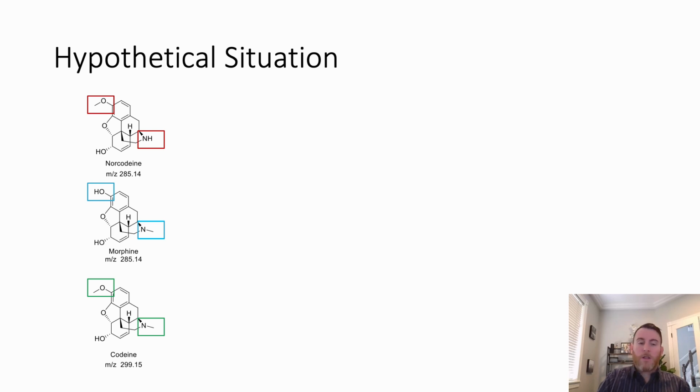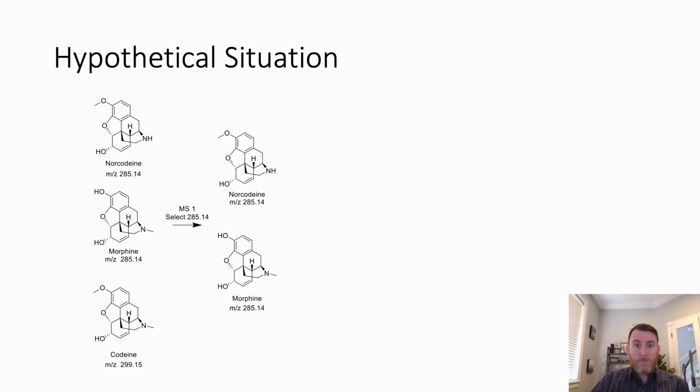And one other thing I want to call out is that codeine's mass, because it's one methyl heavier, weighs 299 mass units, whereas right now, norcodeine and morphine both weigh the exact same mass. So let's say we want to try to detect morphine only in the presence of these other two compounds. Well, when we select mass 1, or quadrupole 1, for that 285, you're going to very easily get rid of codeine because that's a completely separate mass based on what we talked about.